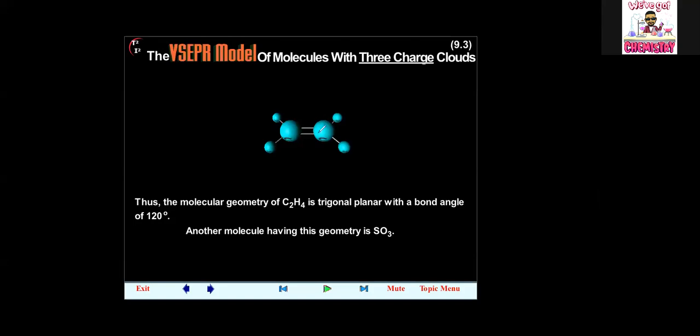Now looking at this, you're considering this carbon. So you have 1, 2, and 3 charge clouds. Remember, this double bond is counted as 1. And when you look at the angle, it's like when you have something like this. This is 120, 120, 120. So the 3 angles will be 360, that go in a circle.